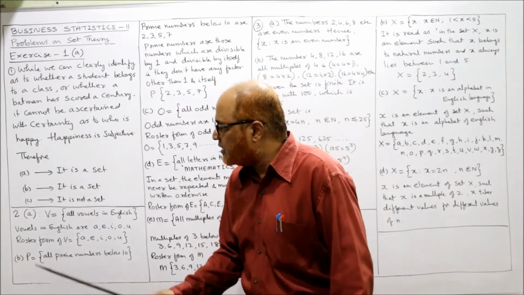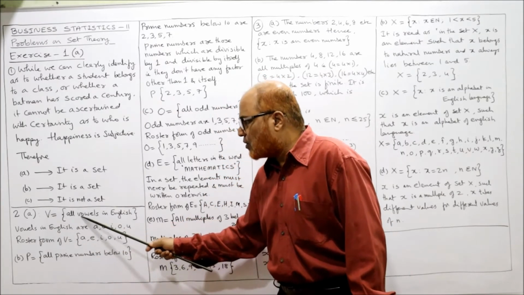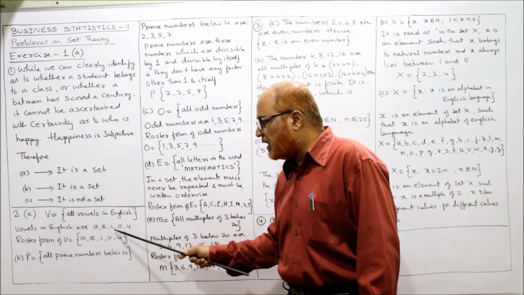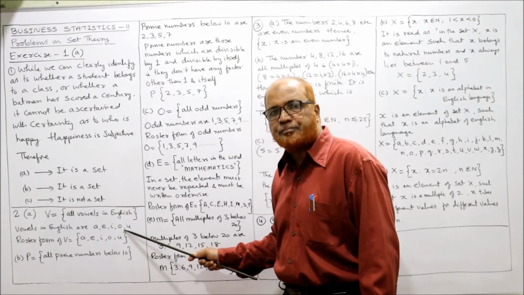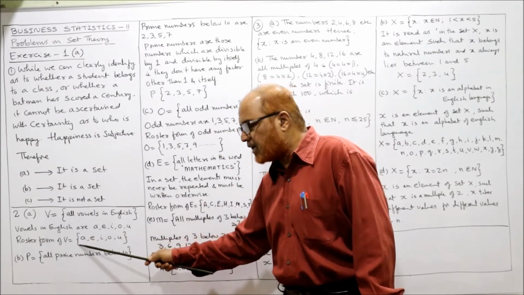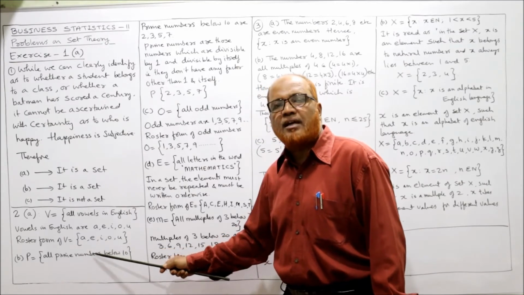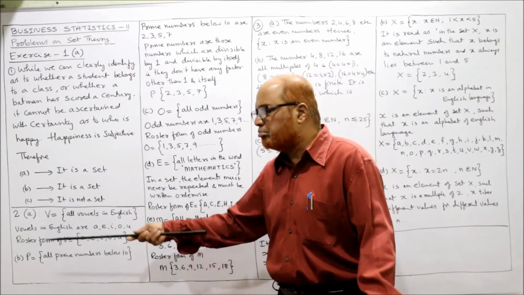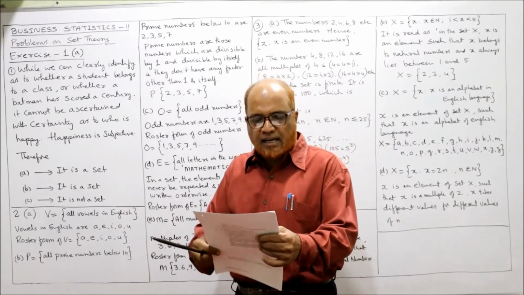So very easily we can write. See 2A. V is equal to all vowels in English. The vowels in English are A, E, I, O, U. These are the 5 vowels. The roster form of V is equal to, in bracket, I am writing down all the elements. The elements are the vowels A, E, I, O, U. That's it. Over.